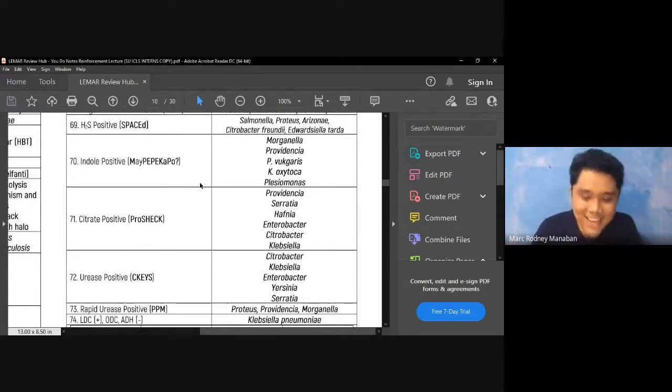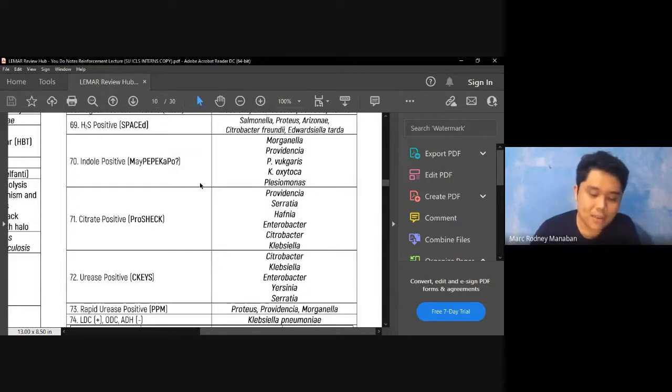Okay, next, you have the citrate positive. The mnemonic is PROSHEK. Pro stands for Providencia, S stands for Serratia, H for Hafnia, E for Enterobacter, C for Citrobacter, and K for Klebsiella. Proshek. They are the citrate positive organisms.